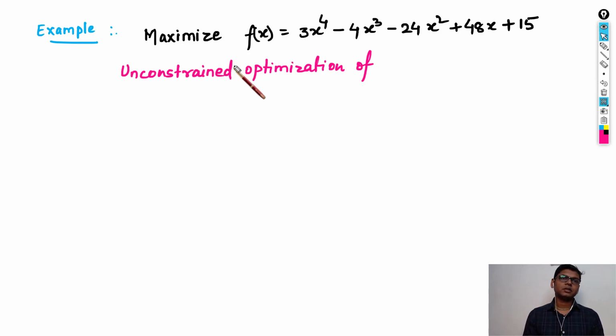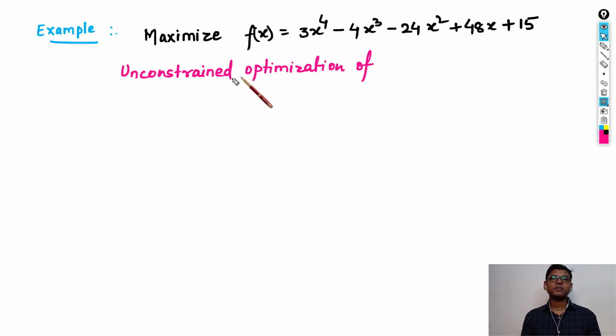I have taken one example, that is, maximize this function. This is a non-linear function. We can see that it's not a linear function. As you can see, the maximum exponent of x is 4, which is greater than 1. If the maximum exponent is 1 or 0, then that is known as a linear function, but here it is 4, so it's a non-linear function. We have to maximize this non-linear function.